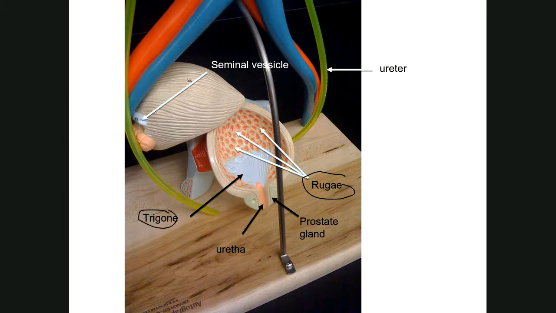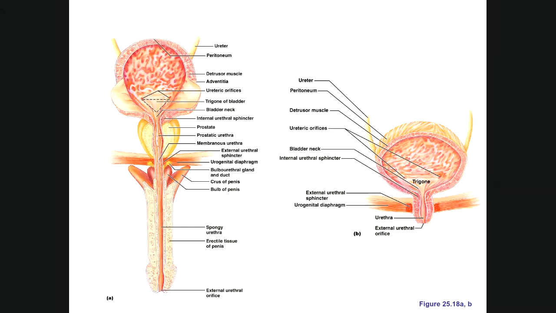You can also see the orifices here. Remember, ureteric and urethral here. You can see the sphincters. There's the internal and there's the external.